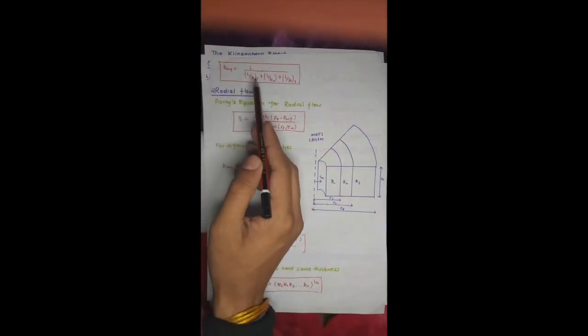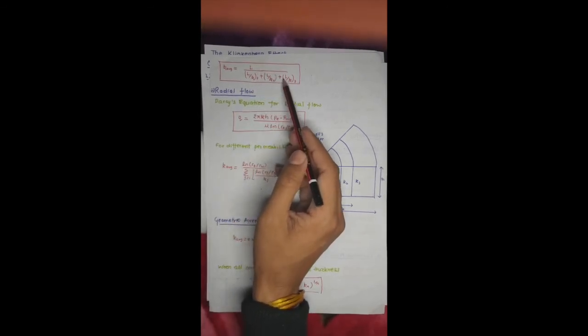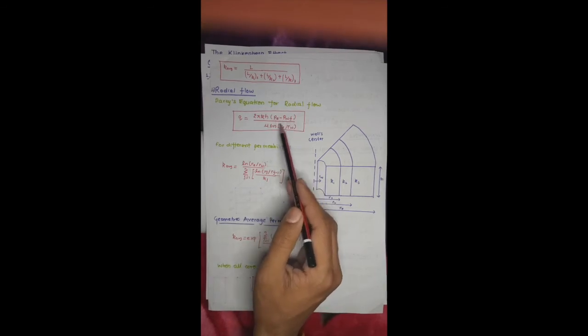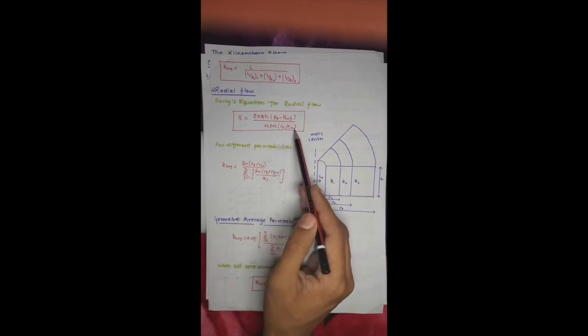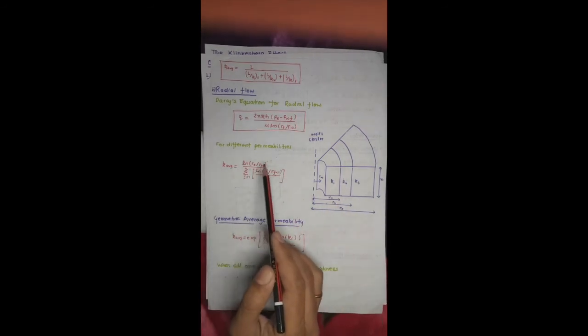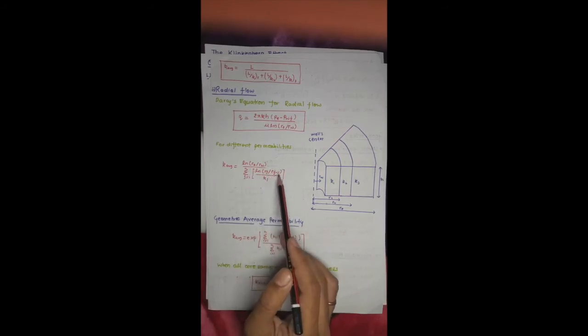So K average becomes, for harmonic, L by K1 plus L by K2 plus L by K3. Similarly, we can define the Darcy's equation for radial flow. So for radial flow, the flow rate formula becomes Q equal to 2 pi Kh (Pe minus Pwf) divided by mu ln Re by Rw, where Re is the drainage radius and Rw represents the wellbore radius. For different permeabilities of the reservoir, we can define the formula as K average equal to ln Re by Rw divided by the summation of ln Rj by Rj minus 1 over Kj.